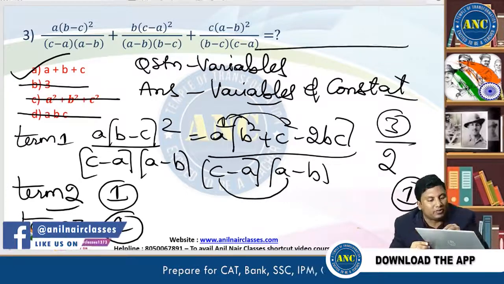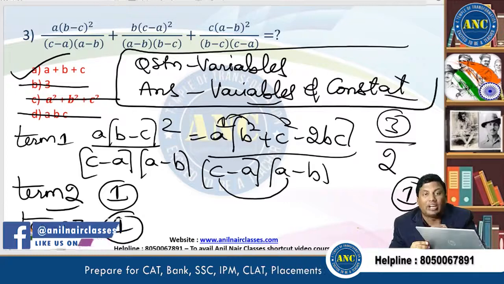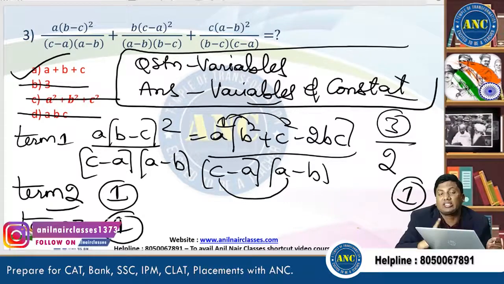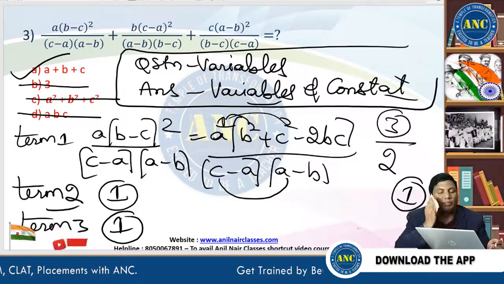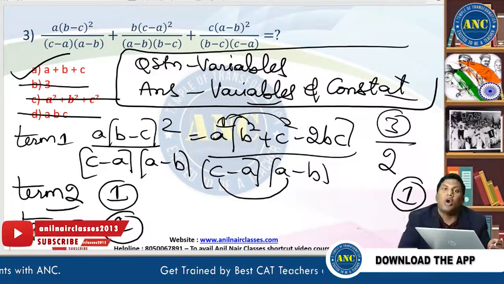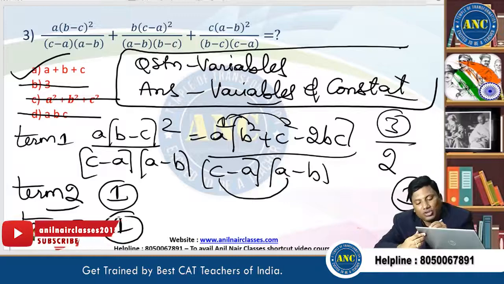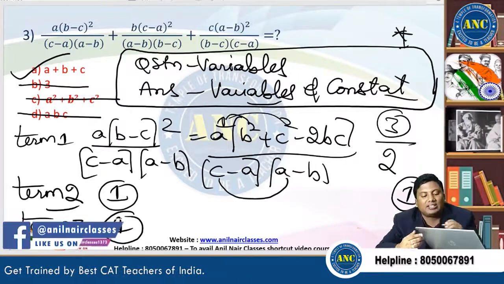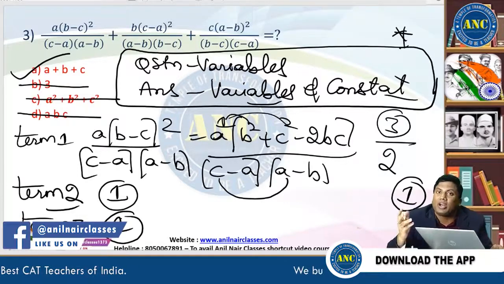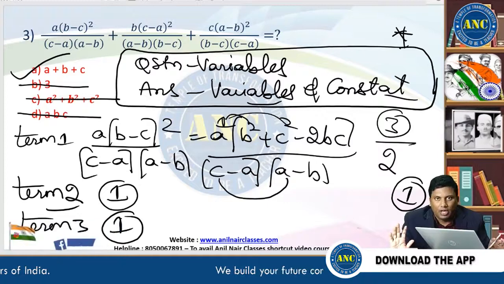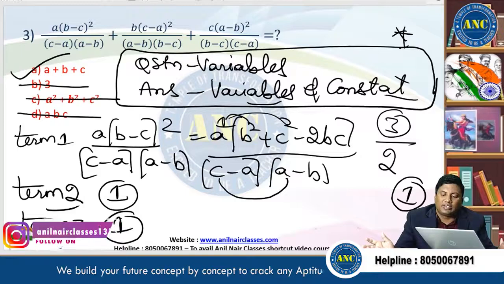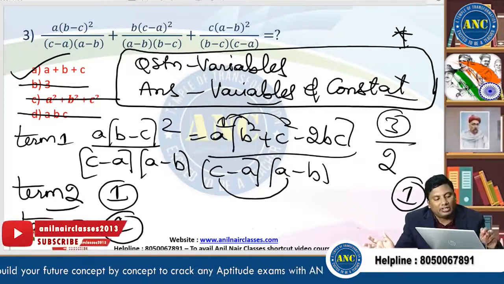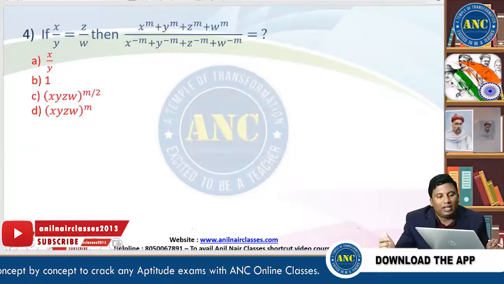Please put this one in a box. Otherwise, you will not understand when to use this concept, where to use this concept, where you should not use this concept. This concept is used in all the problems where the question contains variables, answer contains variables and constants. Idea clear? Question contains variables, answer contains variables and constant means a numerical value. Third one clear? Now fourth one.